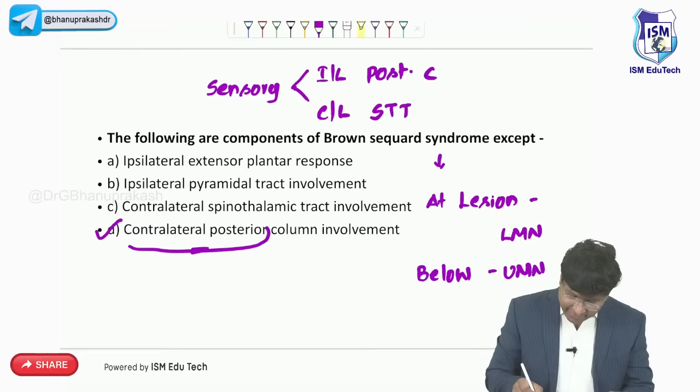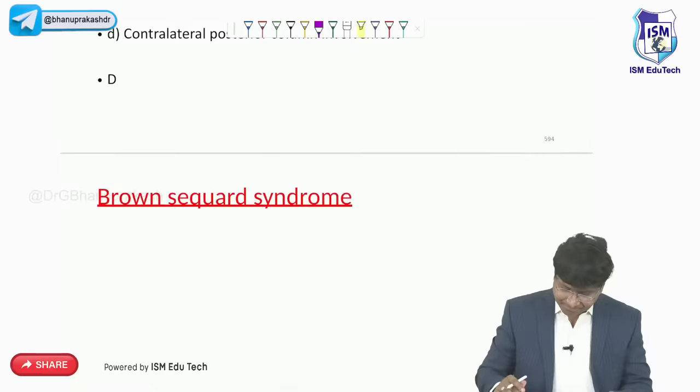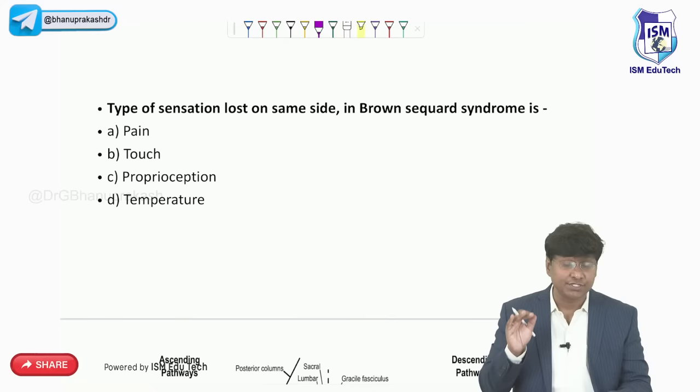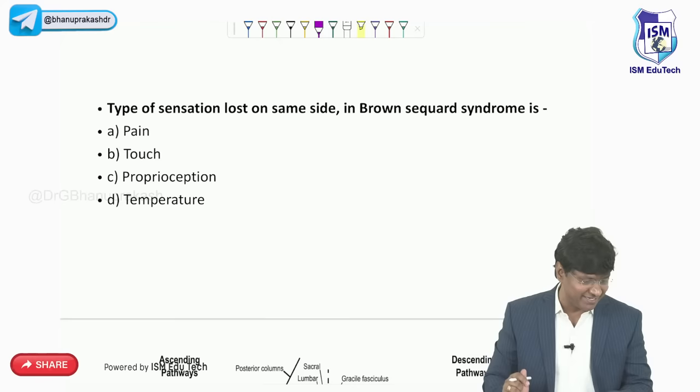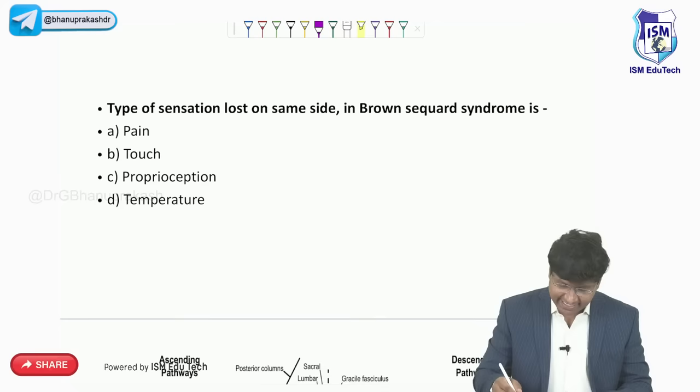And same question. Yes, please answer this. Type of sensation lost on the same side in Brown-Séquard syndrome: pain, touch, proprioception, temperature. Now you should answer this question. Type of sensation lost on the same side in Brown-Séquard syndrome. Yes.